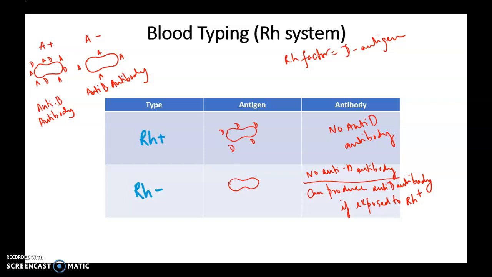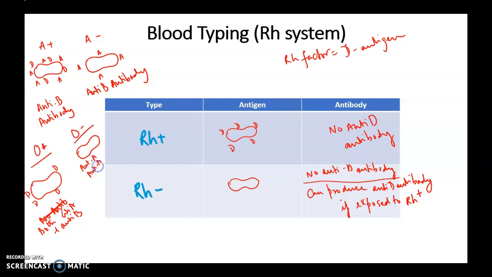All right. So a person who's O positive will have only D antigen on the surface and no antigen A or B. Sorry, my bad. And both anti-A and anti-B antibody in the plasma. If a person is O negative, he will have nothing, absolutely nothing on the surface of RBC, and he will have anti-A antibody and anti-B antibody in the plasma. Does it make sense? All right, let's move on.